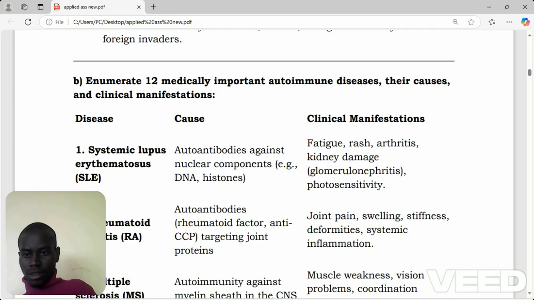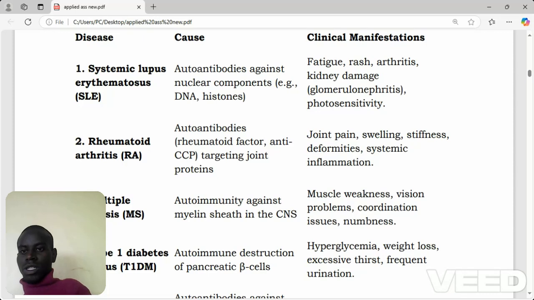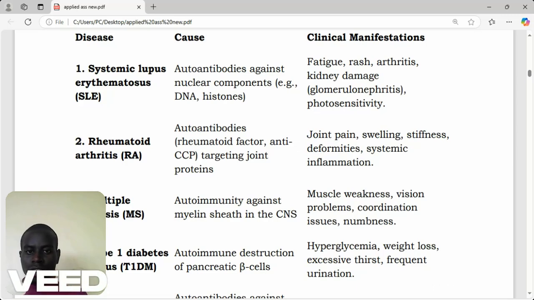The second disease is rheumatoid arthritis. This is caused by autoantibodies, rheumatoid factor and anti-CCP, targeting joint proteins. Its clinical manifestations are joint pain, swelling, stiffness, deformities, and systemic inflammation.